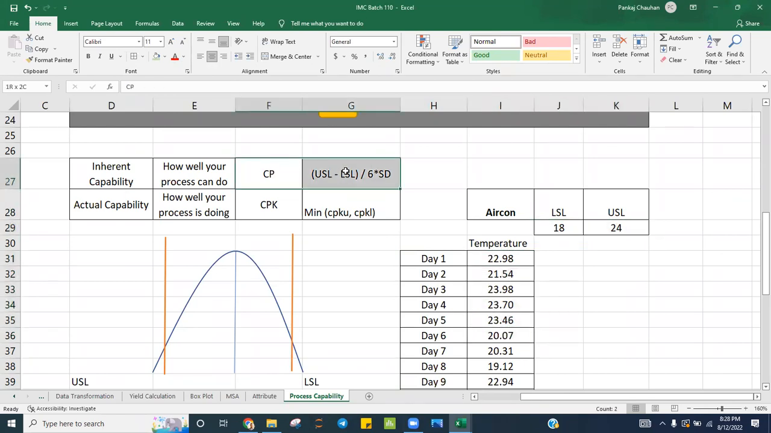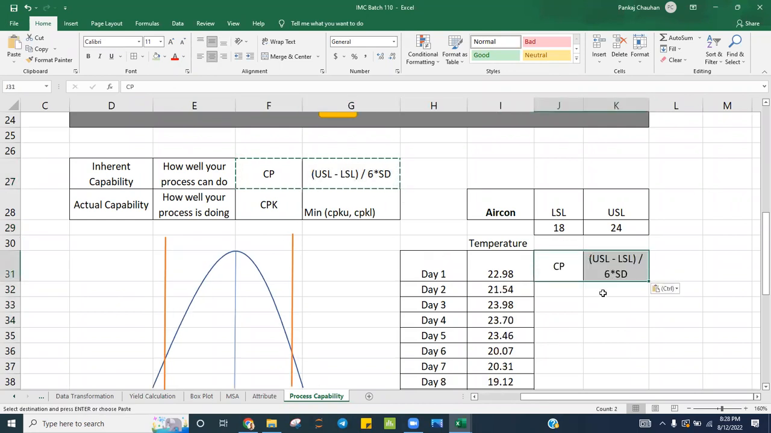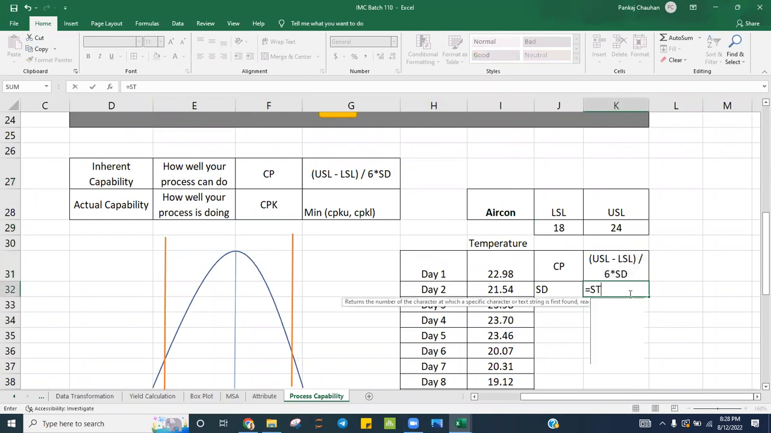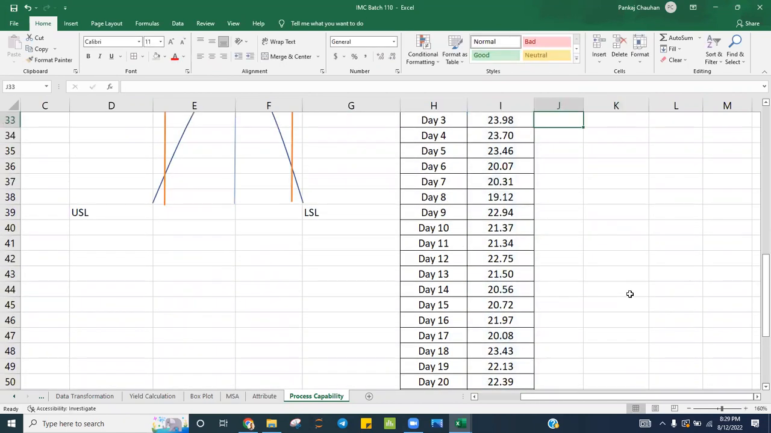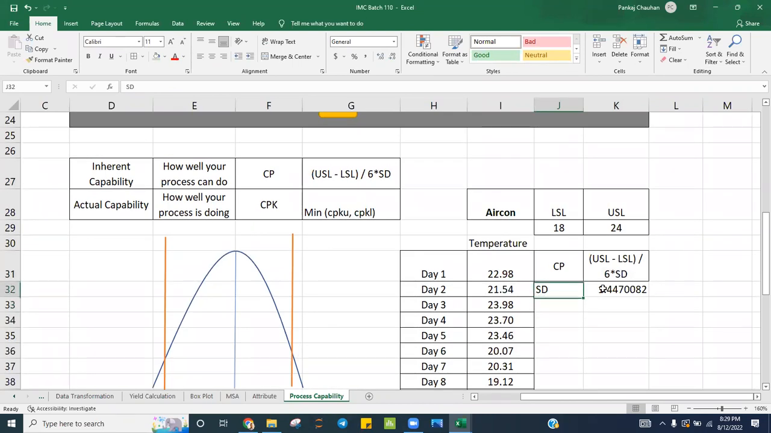So for that we will be calculating the CP value. To calculate the CP value, what do I need? I need USL, which is here 24. I need LSL, which is here 18. And I need the standard deviation as well. So standard deviation, if I calculate for this data, STDEV.S, let's say this is the sample data only I am taking. Select values and enter. So what you got? 1.44 is the standard deviation.